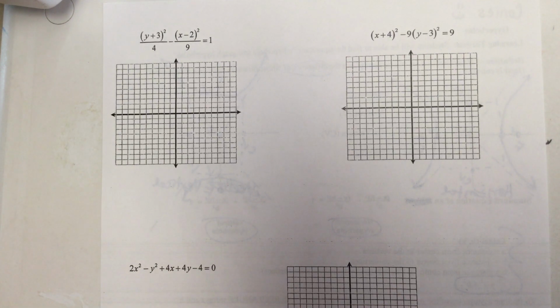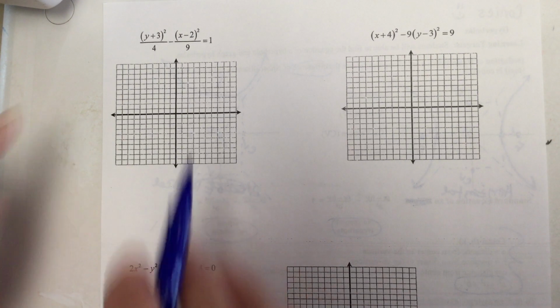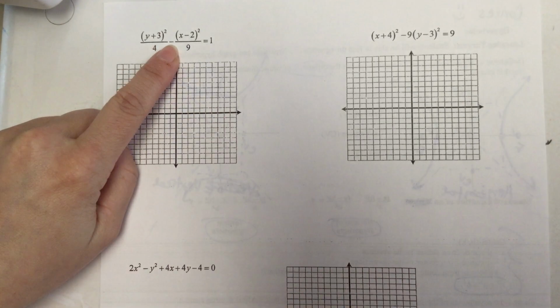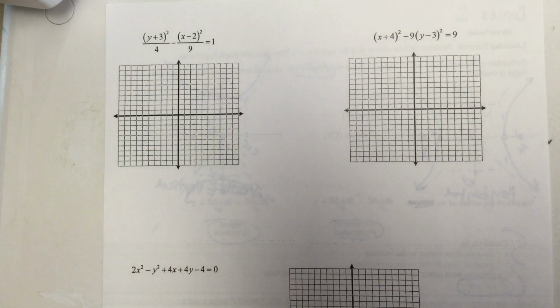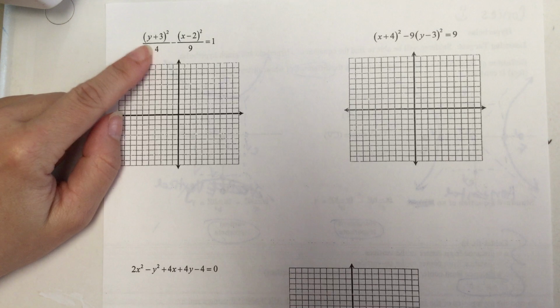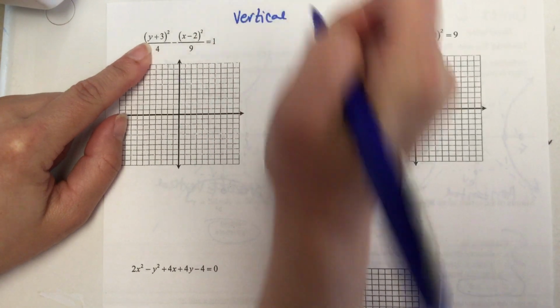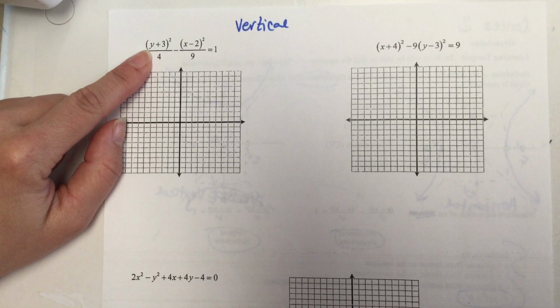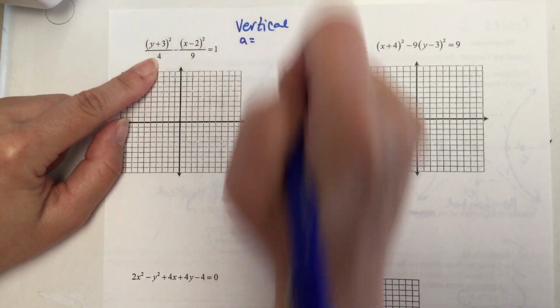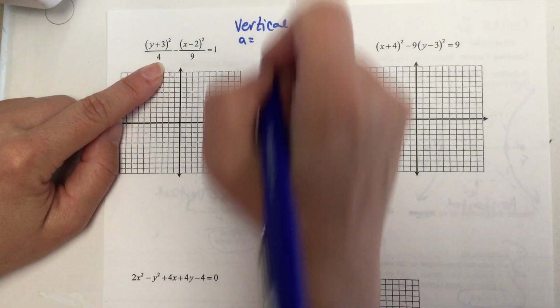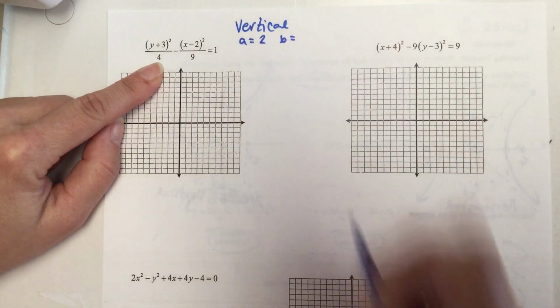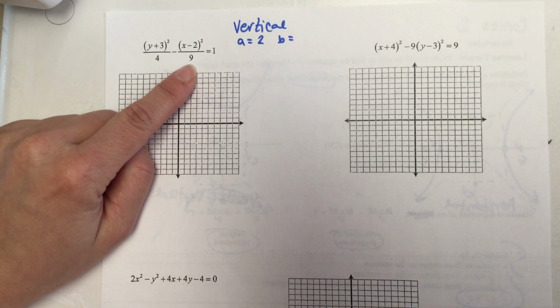Okay, next one. It is in the correct format. I have 2 fractions. I have a minus in between. It's equal to 1. Good to go. First fraction has a y, so that means it's vertical. It's always off of the first fraction. Now, a is the square root of the first denominator. That's 2. B is the square root of the second denominator.